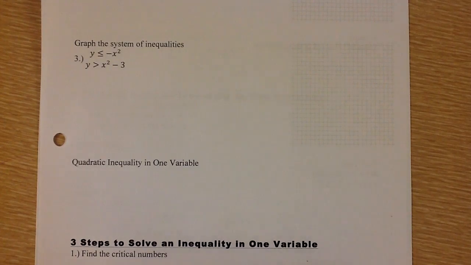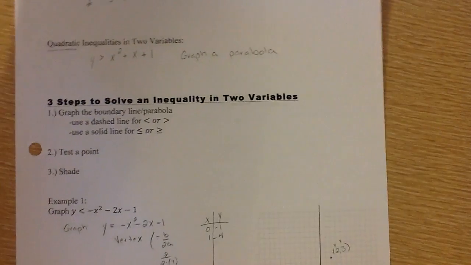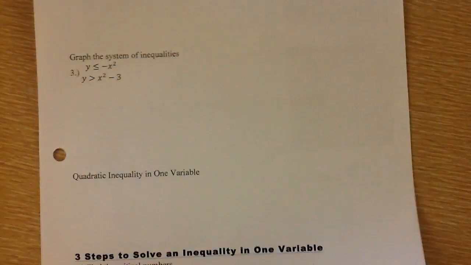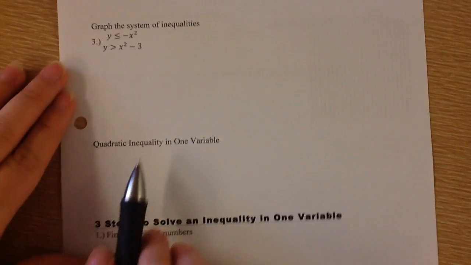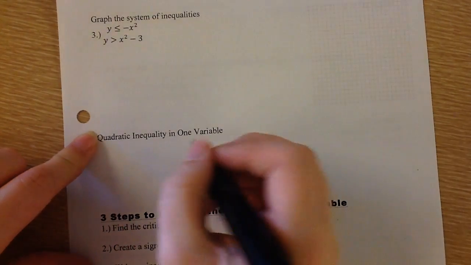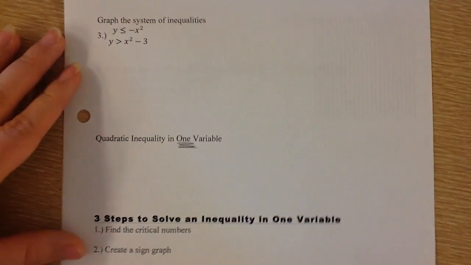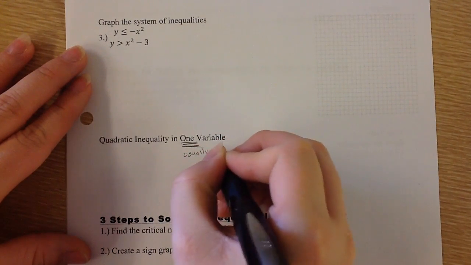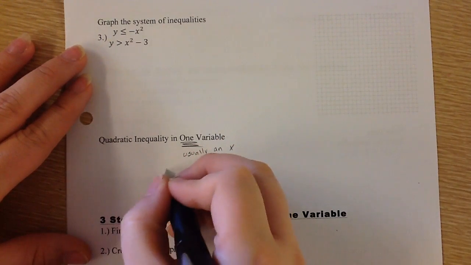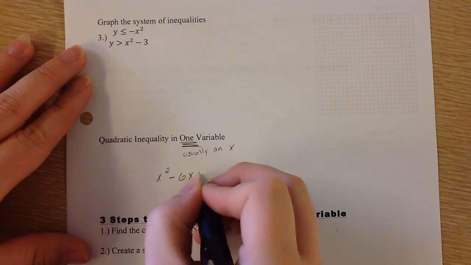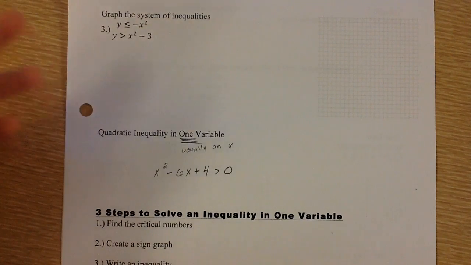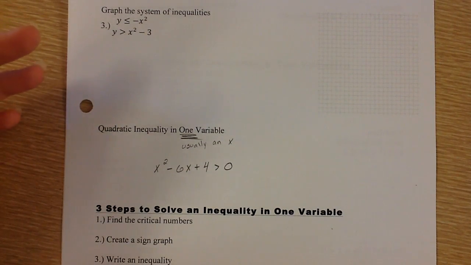Okay. This whole lesson so far has been about graphing inequalities in 2 variables. We're going to look at a quadratic inequality in 1 variable, meaning it has only 1 variable in it, usually an x. For example, x squared minus 6x plus 4 is greater than 0. There's no y in this, it's only an x. Okay, so we're going to solve these.